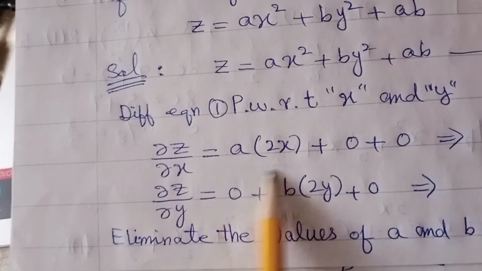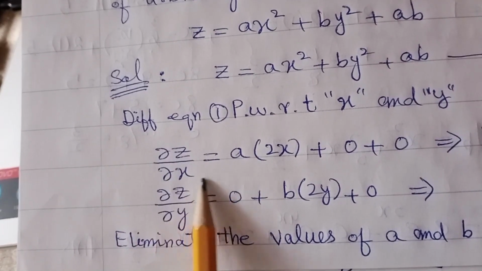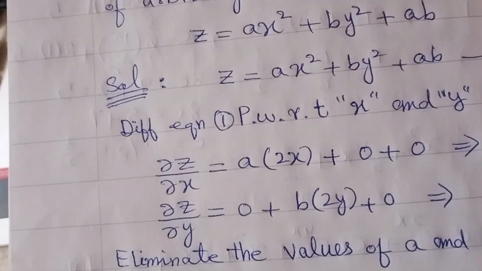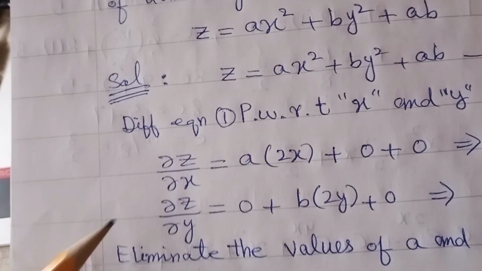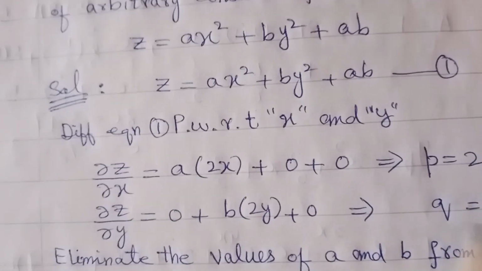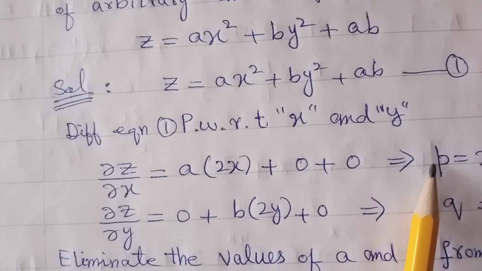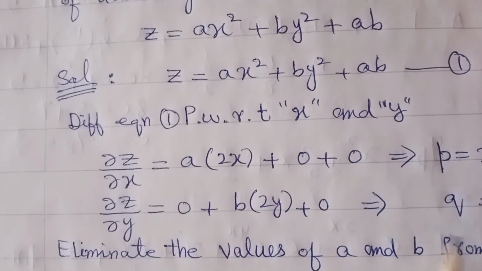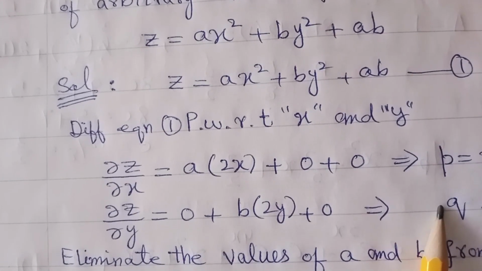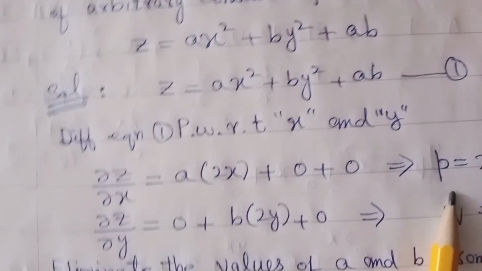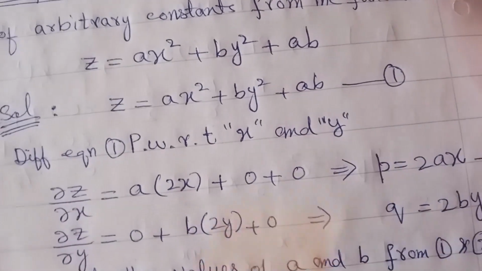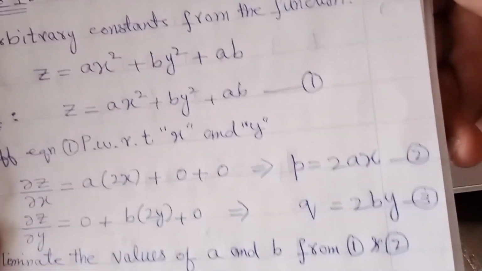So from this first equation, ∂z/∂x, we will equate p. One thing I would also like to mention: ∂z/∂x can be written as small p, and ∂z/∂y can be written as small q. Here p is ∂z/∂x and q is ∂z/∂y. So this equation can be written as p = 2ax and q = 2ay. We will call these equation number 2 and equation number 3.